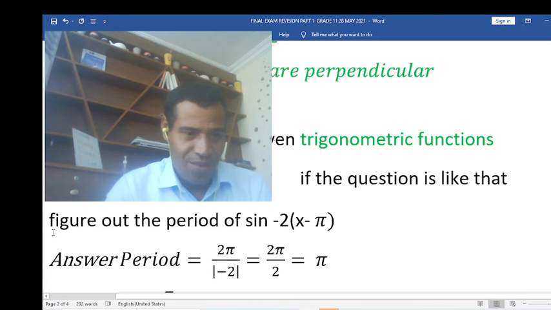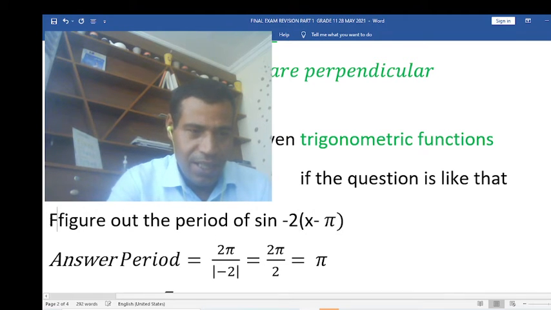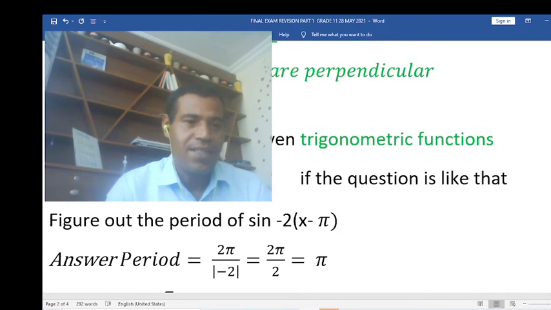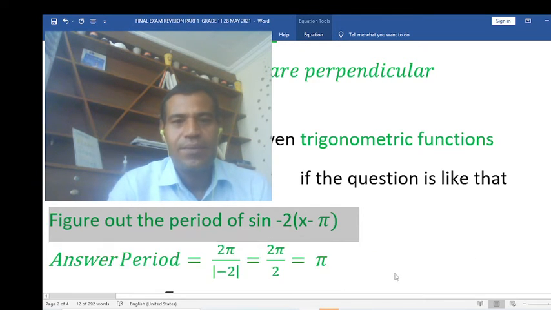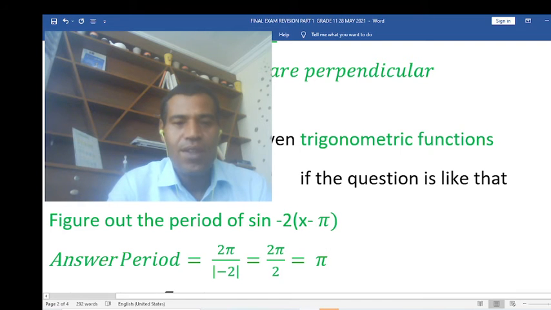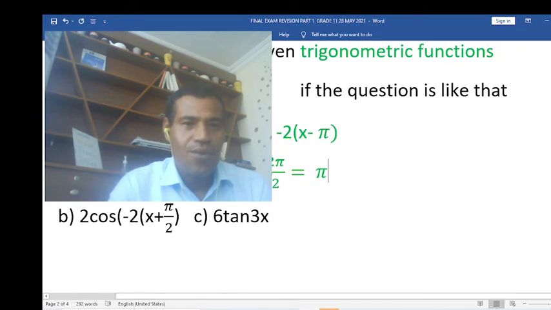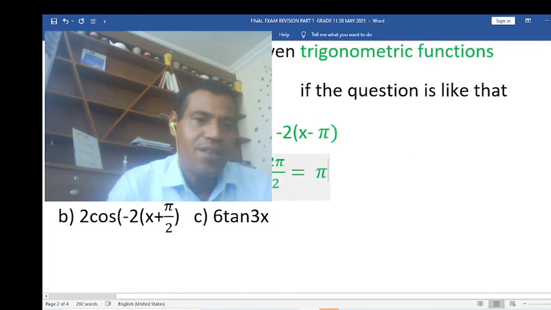So please try to rewrite this again and understand what is given. Okay, the next part. Now we move to the next part. Let's say my trigonometric function is 2 cosine of minus 2x plus pi over 2.